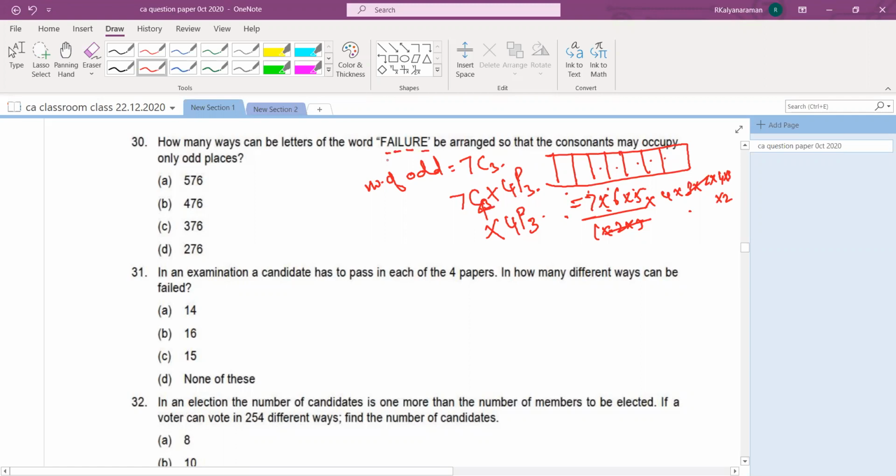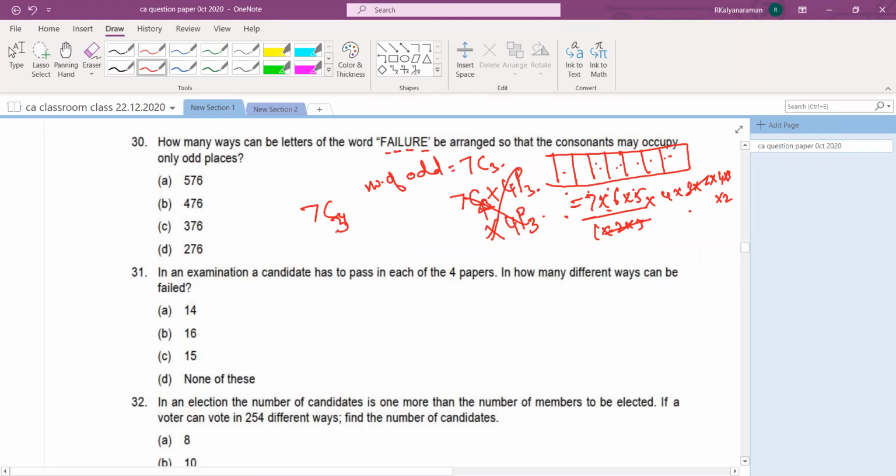So 7C4. How many vowels are there? Sir? Correct. Into 4P3. You have to choose 4. 7C4. Sorry. 7C3. You got 3 odd numbers. 1, 3, 5, 7. 4 odd numbers are there.